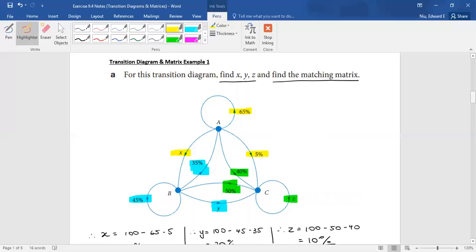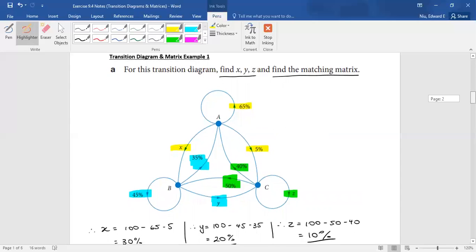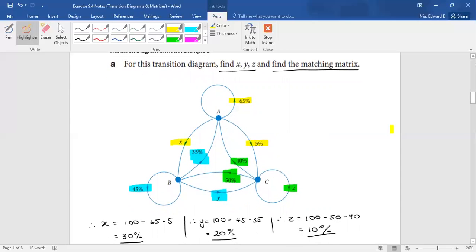Okay, so if we have 65% and 5% already, what's the value of x going to be? Well, if you said 30% off the top of your head, you're absolutely correct. How do you figure this out if you don't know how to figure it out off the top of your head?